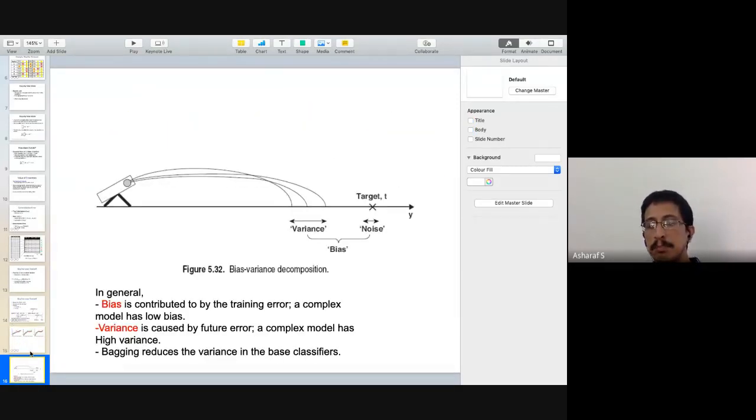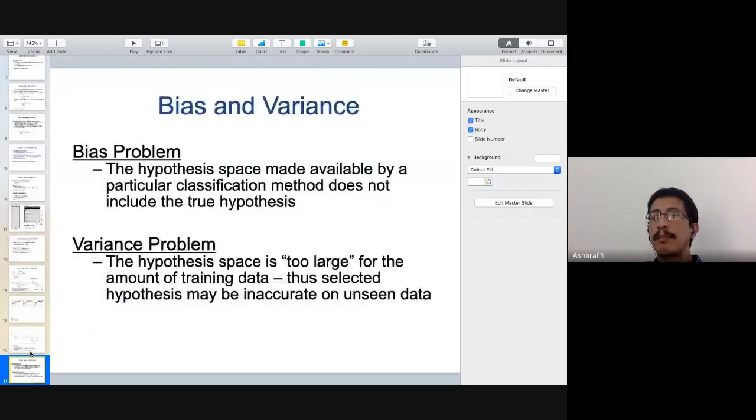And we are going to see that bagging is a kind of ensemble classifier which can essentially reduce the variance in base classifiers. So bias variance trade-off is a typical problem in the learning context. In the bias problem, the hypothesis space made available by a particular classification method does not include the true hypothesis, which means that the hypothesis space, the set of all functions, essentially captures your notion. Your neural network model is not complicated enough to capture your model.